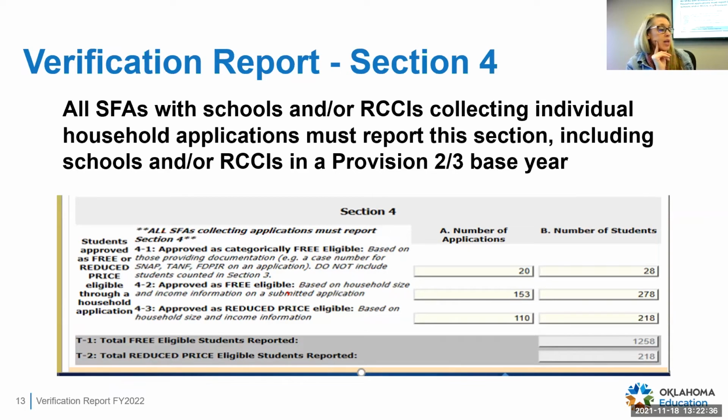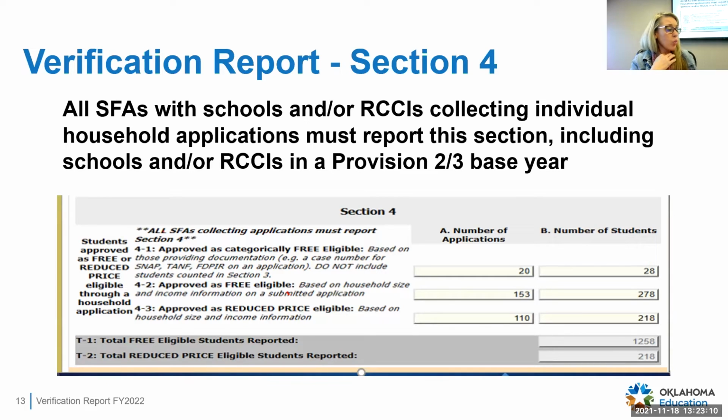So report the number of applications in column A approved as of October 1. And then report the number of students in column B as of the last operating day in October. So column A will be your actual number of applications, and column B is students. So again, that can be right. And especially this year, you may have only gotten 50 applications, but your school has 523 students. So that's what you put in this section right here.